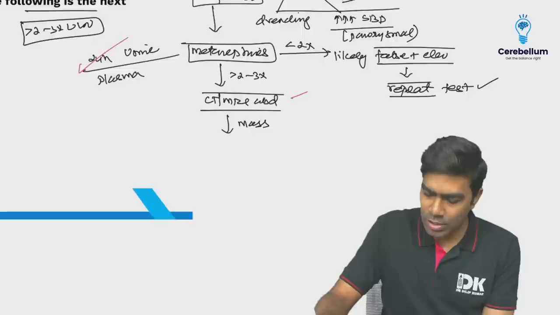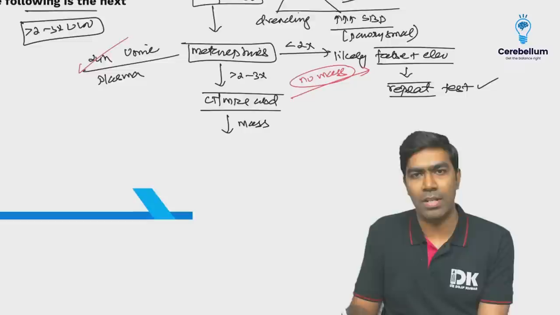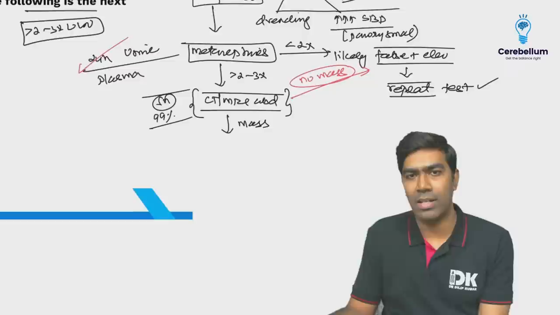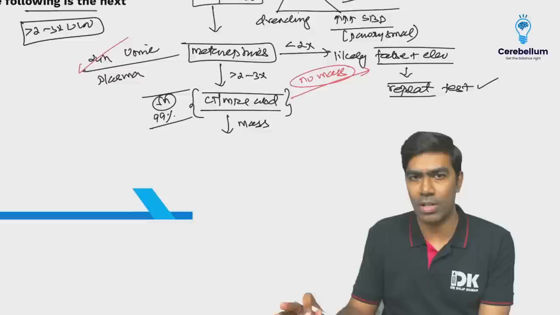If it's not showing a mass, once again, I'm going to think about a false positive elevation. Why? Because CT and MRI of the abdomen is almost 99% plus sensitive for picking up pheochromocytoma. So it's extremely unlikely that the CT and MRI of the abdomen will be normal in a patient with pheochromocytoma. It's 99% sensitive. So that's why if you don't see a mass, it's very likely to be a false positive elevation. So you have to repeat testing later on.